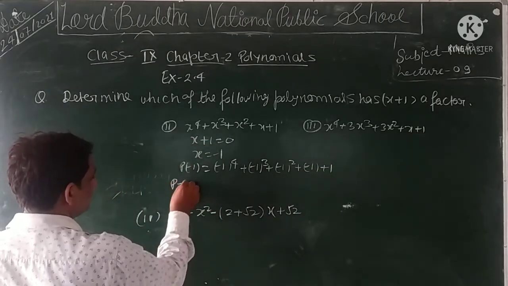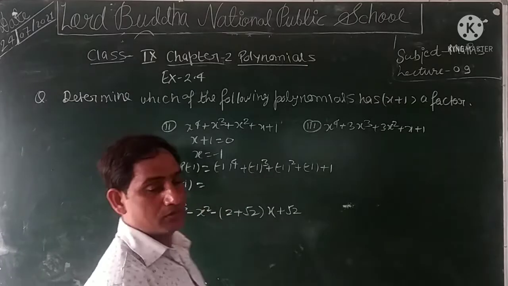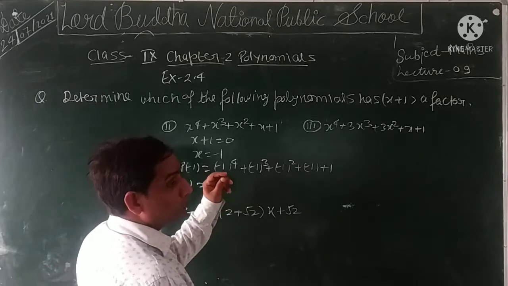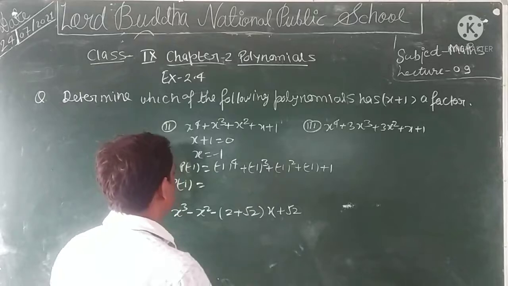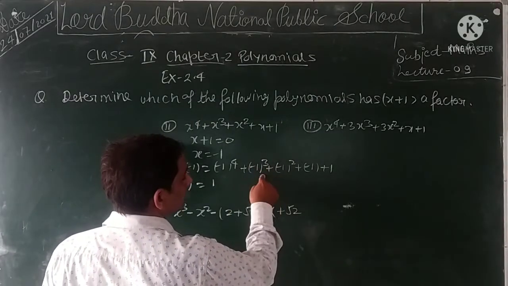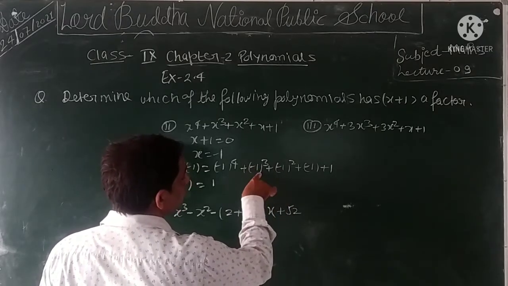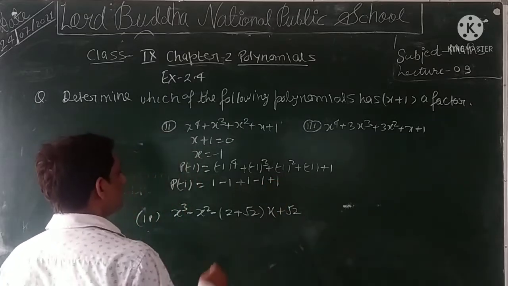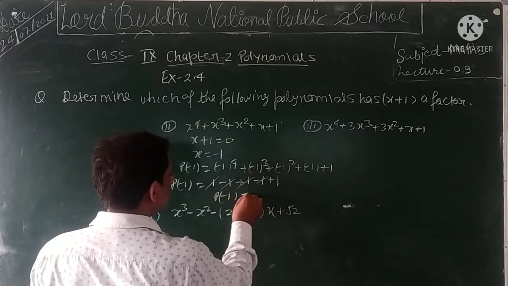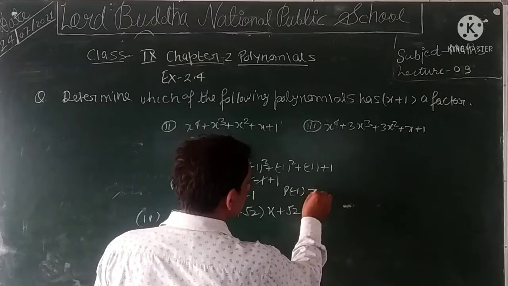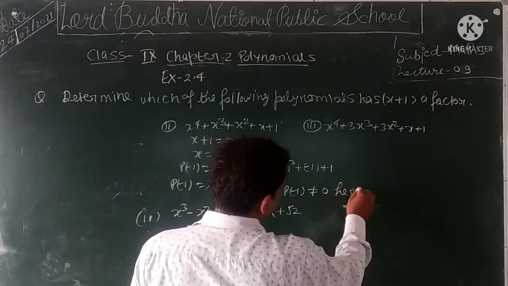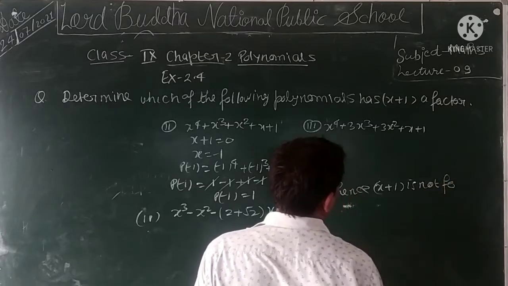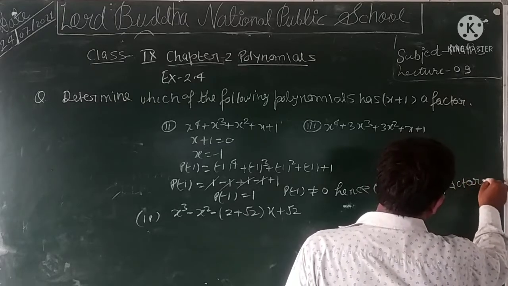Now we see that, as we know, if the power of a negative number is even, then the sign will be positive. Here minus 1 power 4 is 1. And if the power of a negative number is odd, then the sign will be negative, so minus 1 power 3 is minus 1. Here the power is even, hence the sign is positive: 1 minus 1 plus 1 minus 1 plus 1. These cancel out, so p of minus 1 equals 1, which means p of minus 1 is not equal to 0. Hence x plus 1 is not a factor of the polynomial.